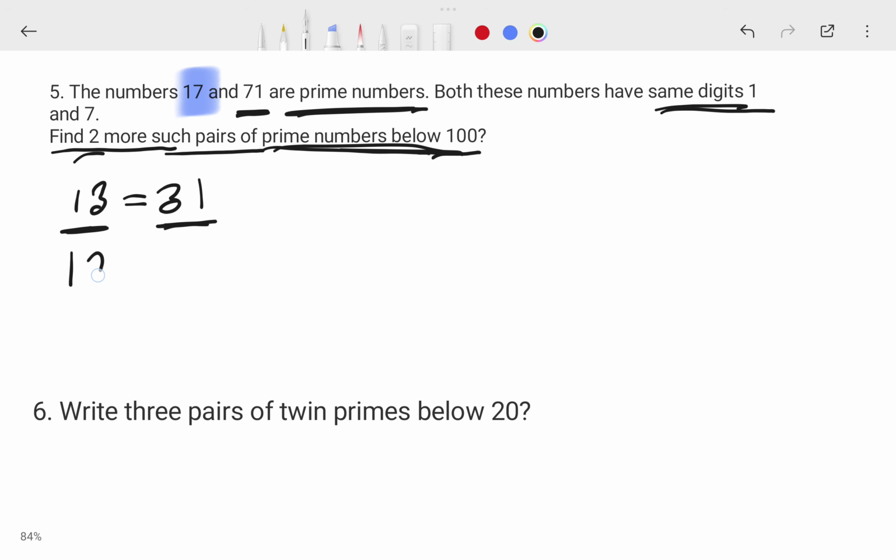Like that, 17 is there. If you reverse 17, it becomes 71. 17 is prime, 71 is also prime. So that's good. We can do it. We do the second one.